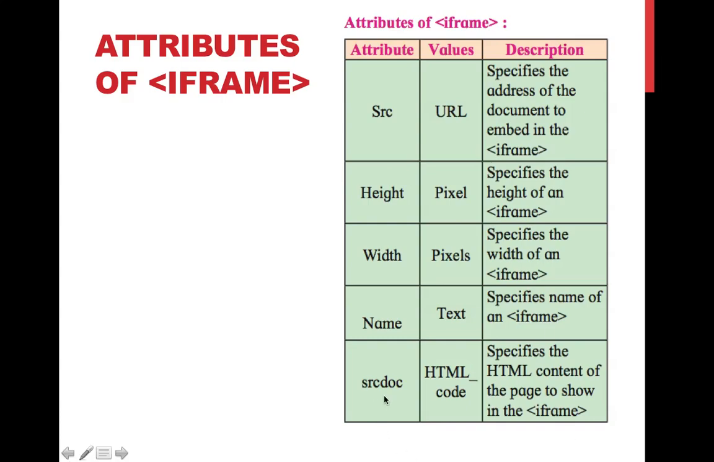And the final one, SRC doc. With SRC doc, suppose you don't want to insert a separate document, but you have certain HTML elements. Suppose you want to display a text in bold, or you want to highlight a certain text. Then you will use the mark tag, and you will use the bold tag and the text. So all of that HTML code can be provided within SRC doc. So go through these attributes. It will be helpful for you to do your assignments.